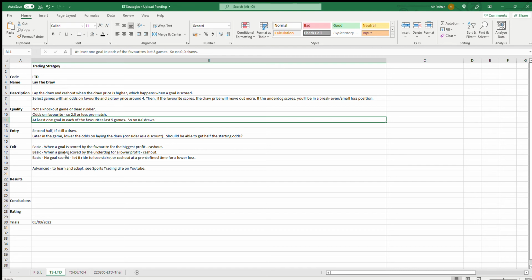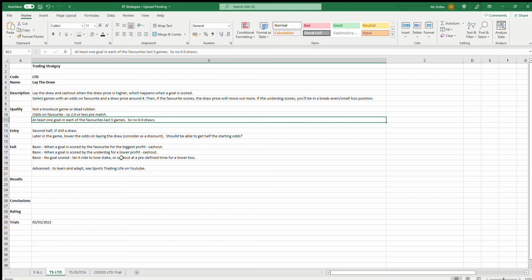You could cash out when a goal is scored by the favourite, and that'll give you your biggest profit, especially if you've left it until half time. We'll just talk about now. I'm only putting these lay bets on at half time because that's what I've done to start with, although I will go over whether I'm going to change that or not.